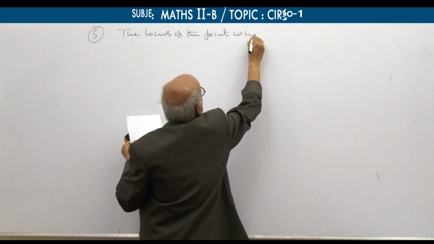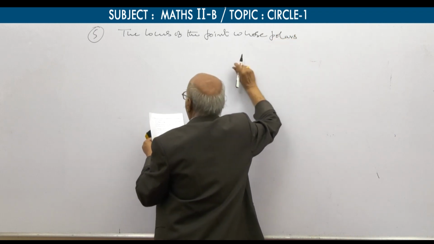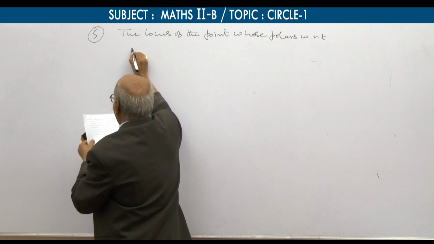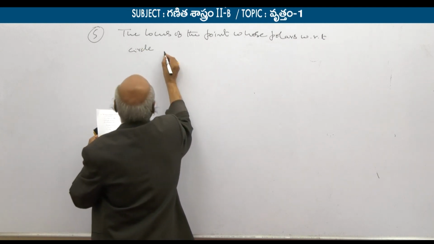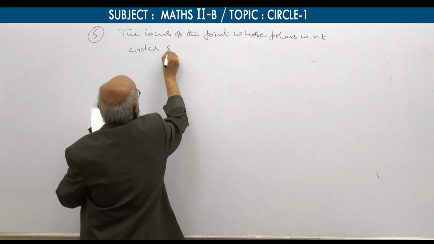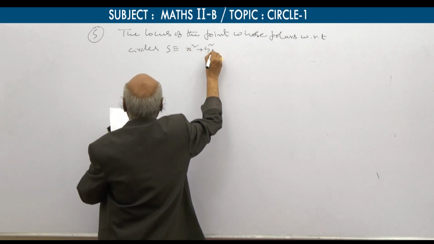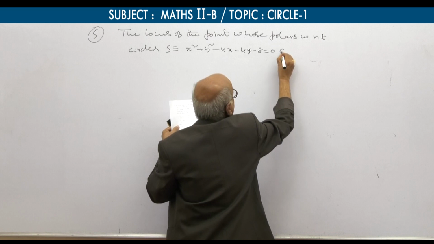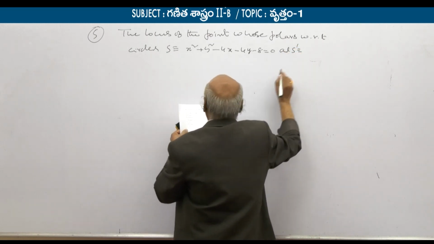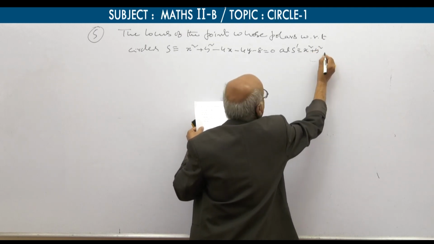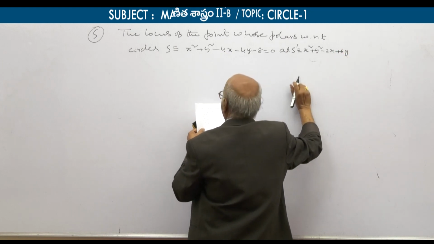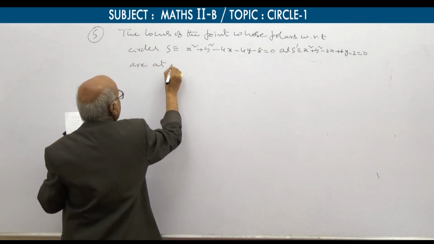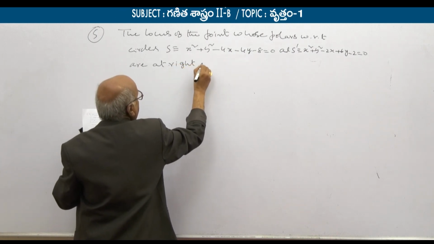The locus of the point whose polars with respect to circles S is equal to x square plus y square minus 4x minus 4y minus 8 equal to 0, and S dash is equal to x square plus y square minus 2x plus 6y minus 2 equal to 0 are at right angles.